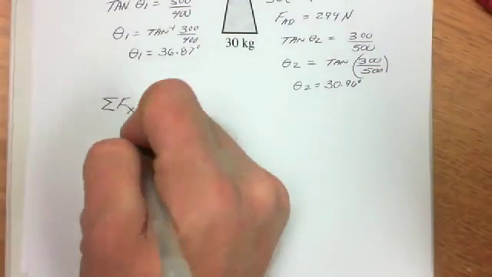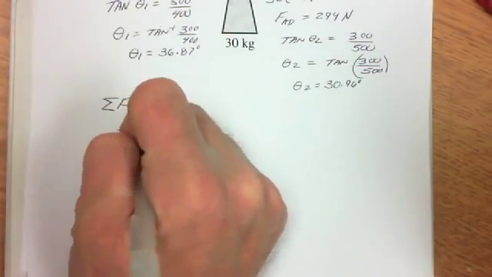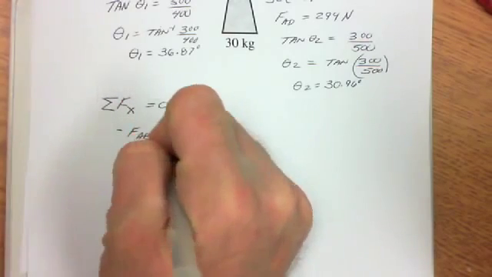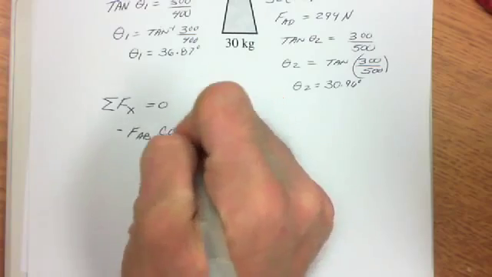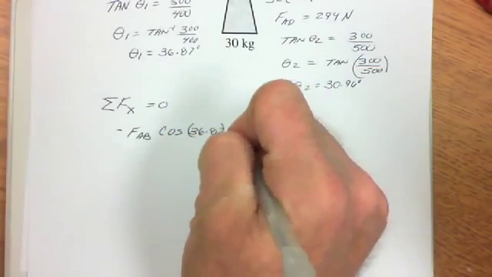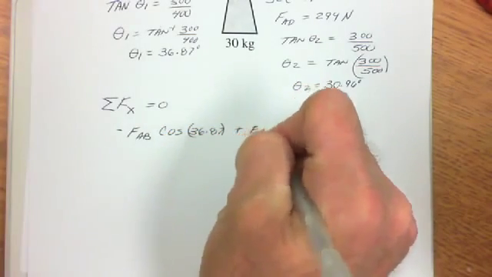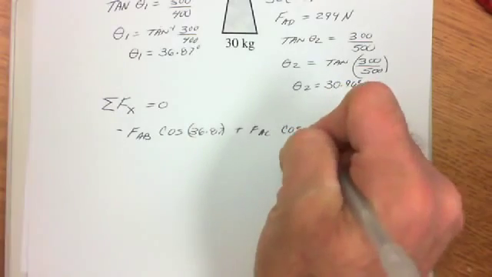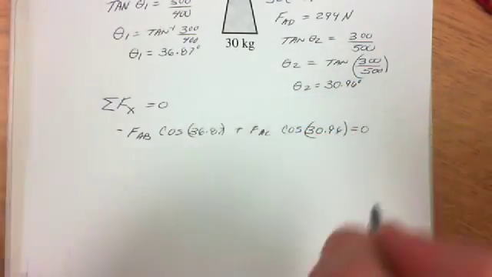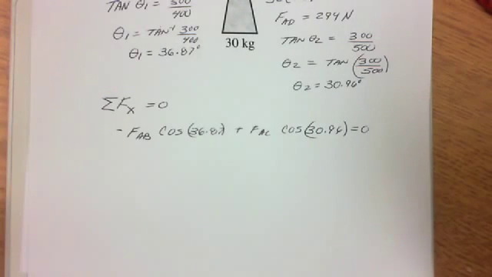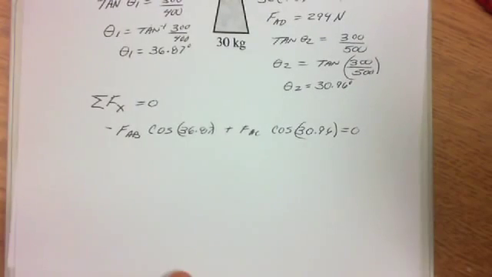So I can say that the negative FAB times the cosine of 36.87 plus FAC times the cosine of 30.96 must equal 0. Alright, so there's our summation in the x direction, and again we have to set those equal to 0 because we're dealing with something that's static, it's not moving.